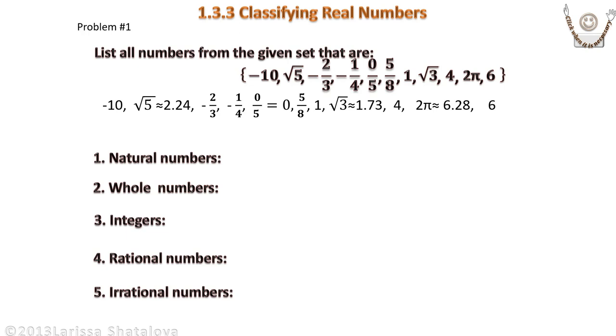First set is the set of natural numbers. Numbers we can use to count objects: 1, 4, and 6. Next set would be whole numbers. To the previous set, we have to add one more number, which is 0. Do we have 0? Oh yes, 0 over 5 is 0.